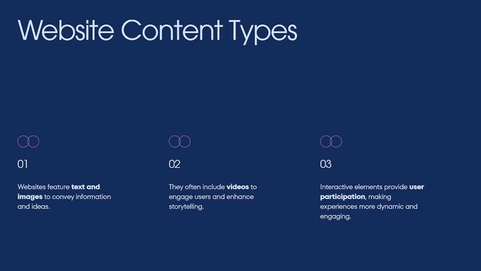Now, they also include videos to engage users and enhance the experience. Yes, some websites also have videos. You can put a video on the website, and that's what this means: it can have text, images, and video. Now, interactive elements provide user participation, making the experience more dynamic. Yes, so for example, this website as a case study also has user participation.